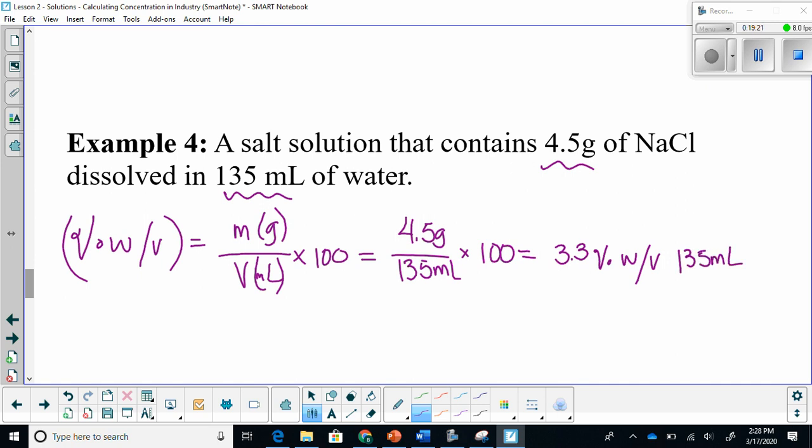Now, this percent weight by volume is very specific. When we write that, we know that the units were grams and milliliters. That's why the units matter, okay? If you use other units such as liters or milligrams, it's going to give you the wrong answer. So you need to ensure that you're using the correct units when you're doing these formulas. Okay, let's move forward.